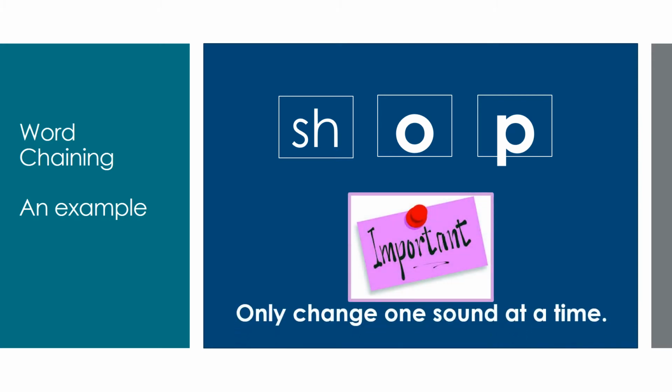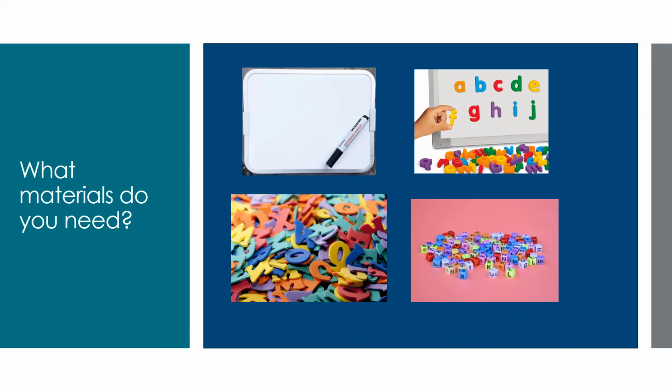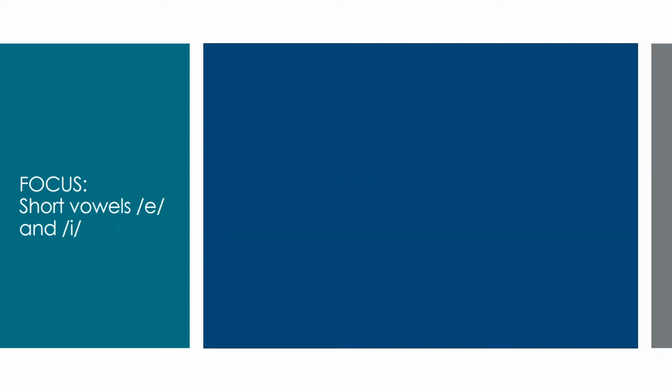Carefully plan a list of words that only change by one phoneme grapheme correspondence. It's critical to planning words. One of the great things about chaining is that you can use a variety of materials. Some examples are whiteboards, magnetic letters, foam letters, and letter beads. Let's look at another example. Again, notice how only one sound is changed and how carefully a list of words would need to be pre-planned.